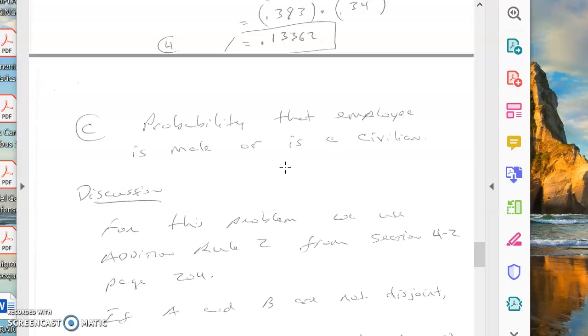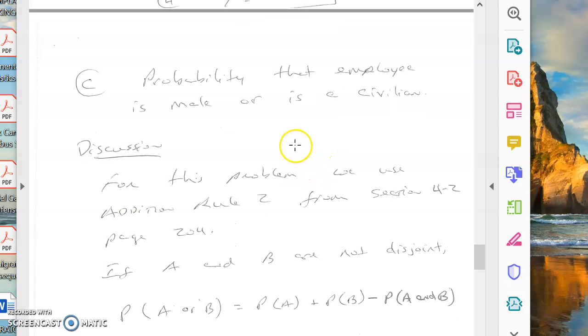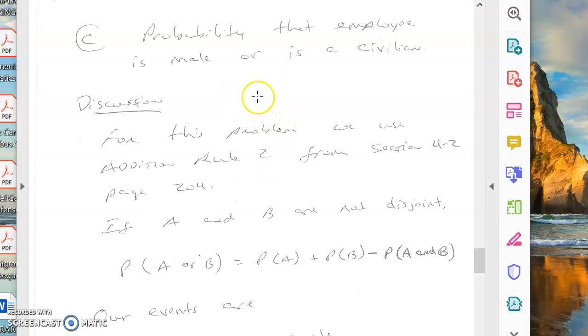So the metaphor I would use, maybe a little bit easier to think about, is the cards. When we talk about something being a face card or being a heart, well, all of the face cards would qualify, and then all of the hearts would count. Well, some of the hearts are also face cards, so remember we had to subtract those out. So that was a metaphor. Here's another example of where you might actually use this kind of formula. Okay, so I guess the punchline is the word or is very important.